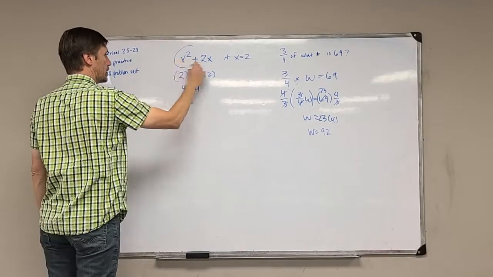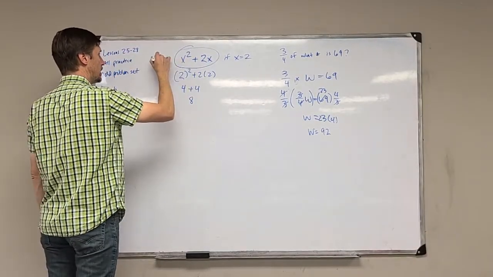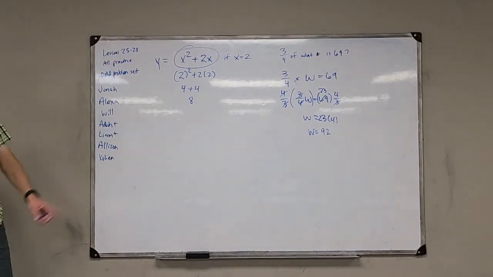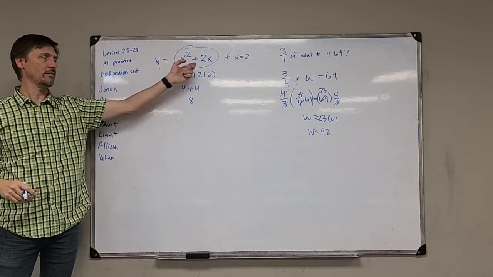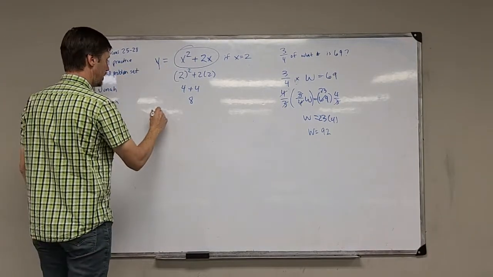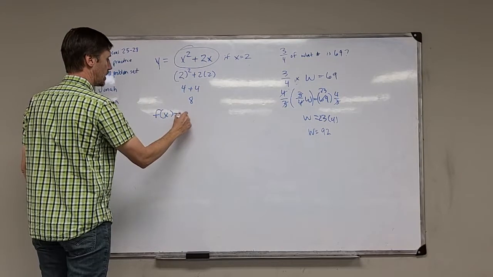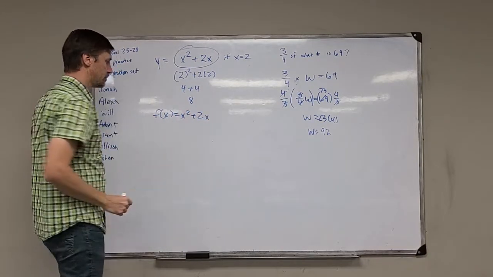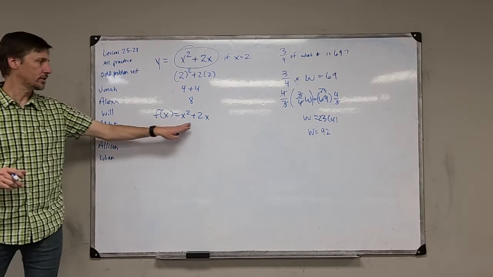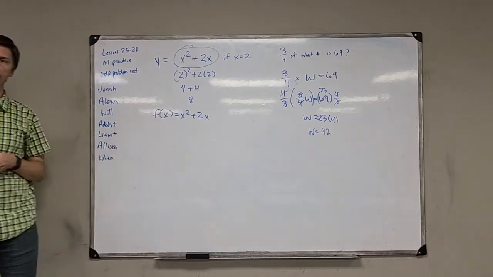When we have something like this, we call this a function. If we say y equals that, like if you had a graphing calculator, you could plug this in, y equals that value there, and it would graph that function for you. But another way to write that is f of x equals x squared plus 2x. That's what we call functional notation. So we're writing this thing here as a function that we call f of x.